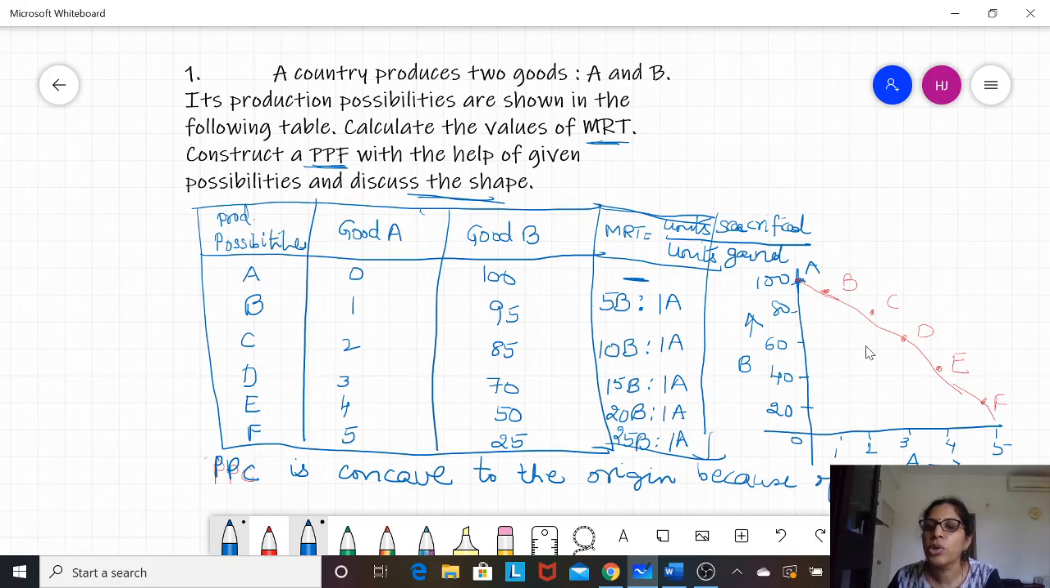Okay, this is how numericals are asked. So if they ask the numericals, you just have to calculate MRT, and if they ask you to draw the curve, you have to draw the curve, and then you have to comment on the shape of the curve, giving a valid reason. If it is convex, then your MRT should be decreasing. If it is a straight line, your MRT should be constant. So accordingly, you have to analyze the shape of the production possibility curve.